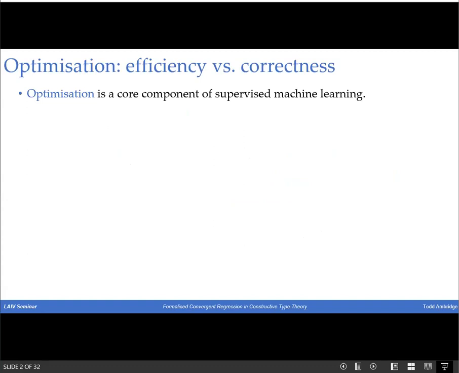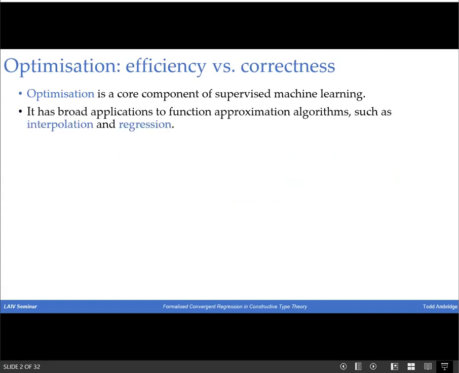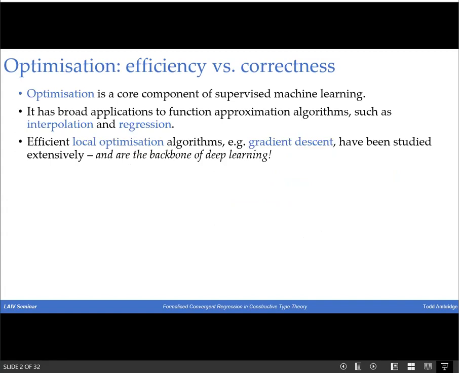So a core component of machine learning, with broad applications to function approximation algorithms like interpolation and regression. And in recent years, local optimization algorithms such as gradient descent have received a tremendous amount of focus, and rightly so. In the 90s, the emergent availability of data-driven approaches to machine learning successfully ended the AI winter of the previous 2 decades. And these approaches utilize local methods as a backbone.